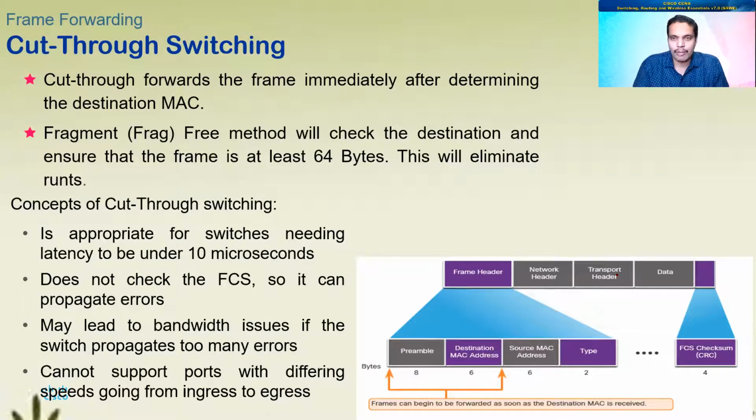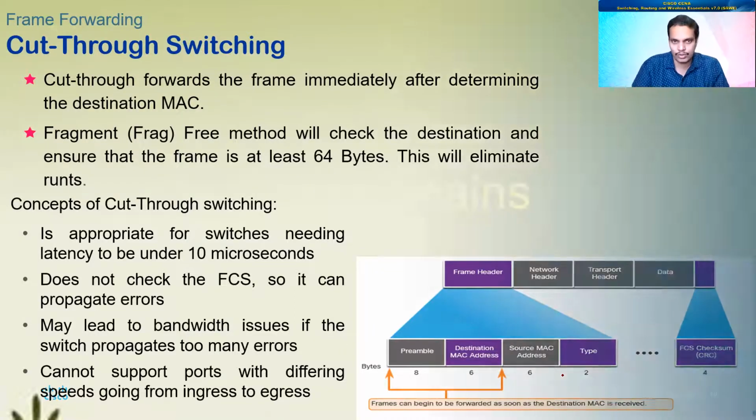And when you compare with store and forward switching, cut-through switching will also not support ports with differing speeds. As I told you, store and forward switching might smoothen out the difference between the mismatched egress and ingress ports. It doesn't happen in cut-through switching. But one thing regarding cut-through switching is that it is useful for applications which are very much delay sensitive. This is regarding your cut-through switching.